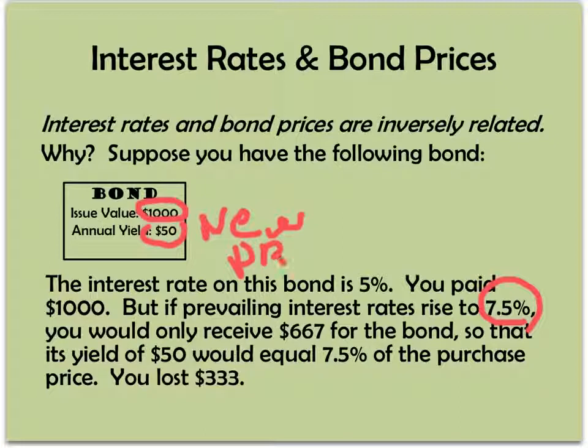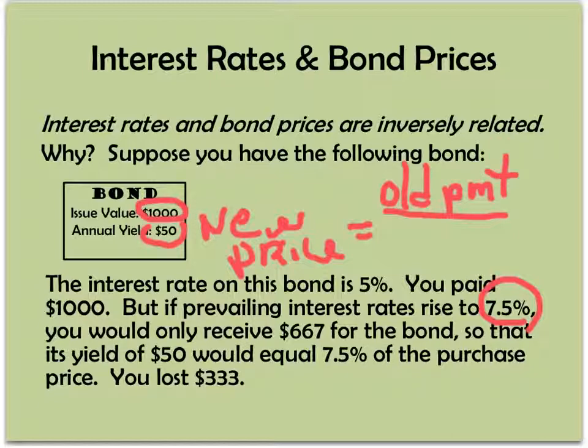It's simply this, the new price, let's see if my horrible handwriting can write this. The new price is going to be the old payment, in this case $50, divided by the new rate. You have to do it as a decimal. And so if we divide $50 by 0.075, we'll get $667, to make the $50 yield equal to 7.5% of the purchase price. In that case, we lost $333.